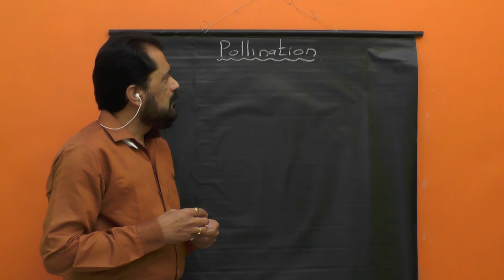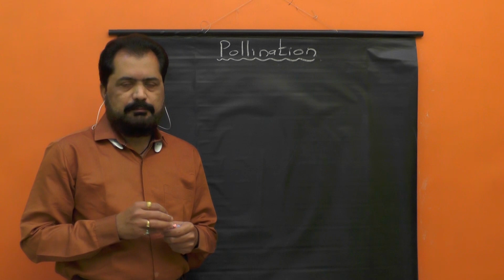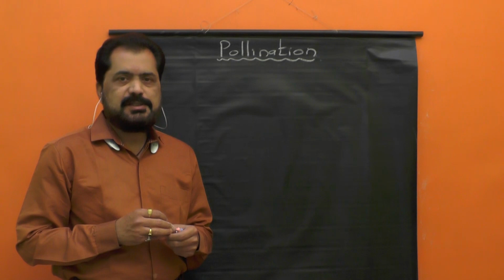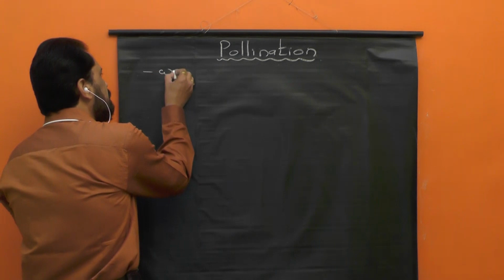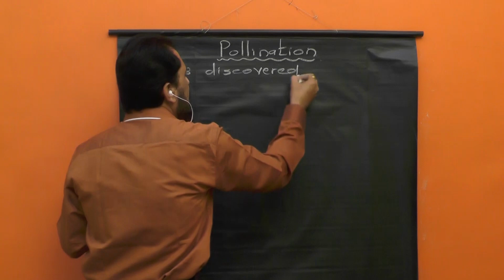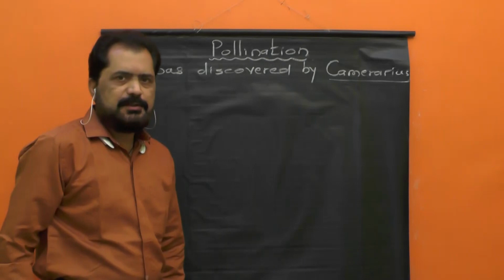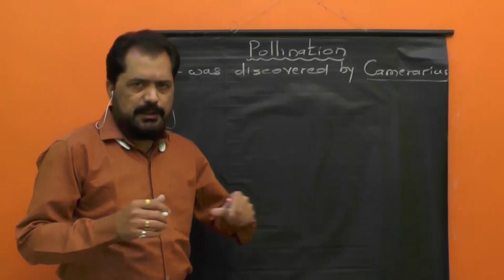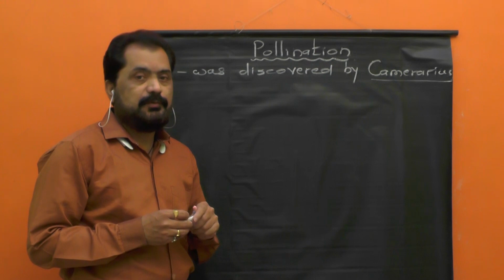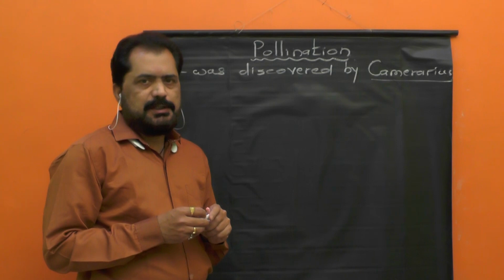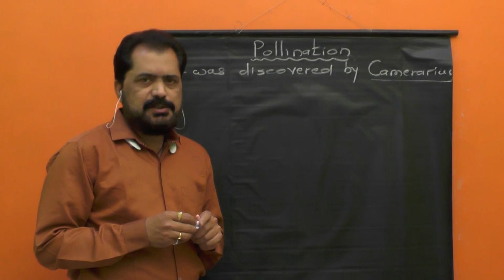First of all, let me tell you, the mechanism of pollination was first discovered by the botanist Camerarius. Now, what is pollination? I think this term is not new for the students of 12th. Pollination is simply the process of transfer of pollen grains from anther to the stigma.